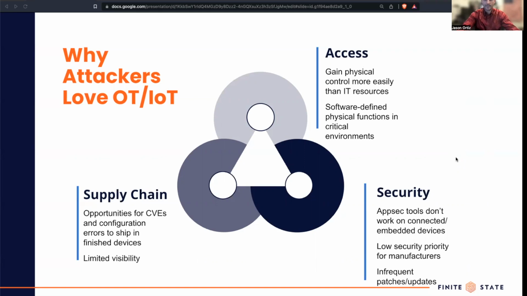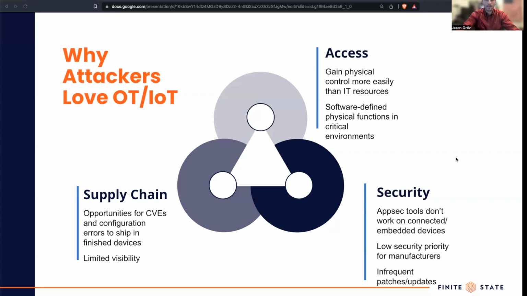And software-defined physical functions in critical environments plays a big part of this as well. So you may have software components that control physical things, machines and gates, and that allows for a much larger attack surface. You also have a surprising lack of coverage on the security side. Application security tools, managed detection and response tools, network monitoring, all of those traditional things that we've heard of in the security space over the last 15 or 20 years don't really cover connected embedded devices very well. You can't run an agent on a tiny embedded device for the most part. So those things have little security coverage.